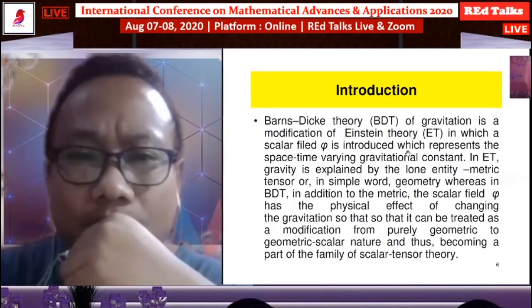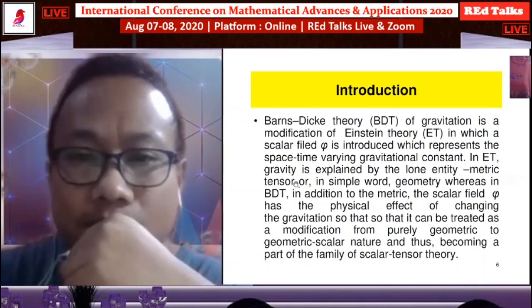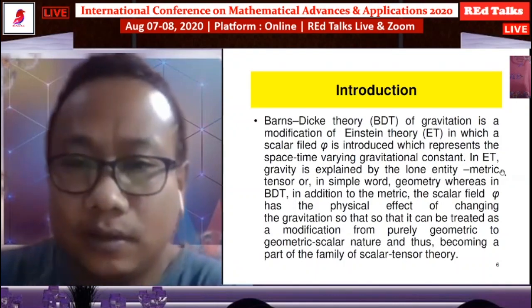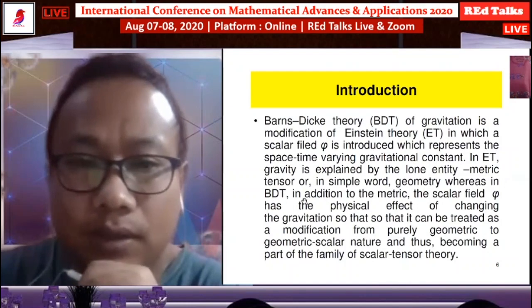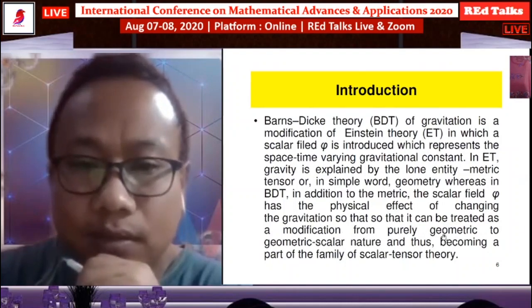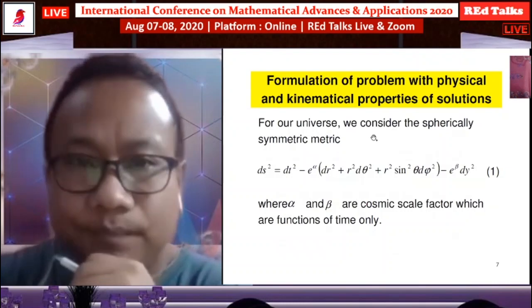Brans-Dicke theory of gravitation is a modification of Einstein's theory in which a scalar field phi is introduced, which represents the space-time varying gravitational constant. In Einstein's theory, gravity is explained by the lone entity, the metric tensor, or in simple words geometry. Whereas in Brans-Dicke theory, in addition to the metric, the scalar field phi is the physical effect of changing the gravitation, so it can be treated as a modification from purely geometric to geometric-scalar nature, thus becoming a part of the scalar-tensor theory.